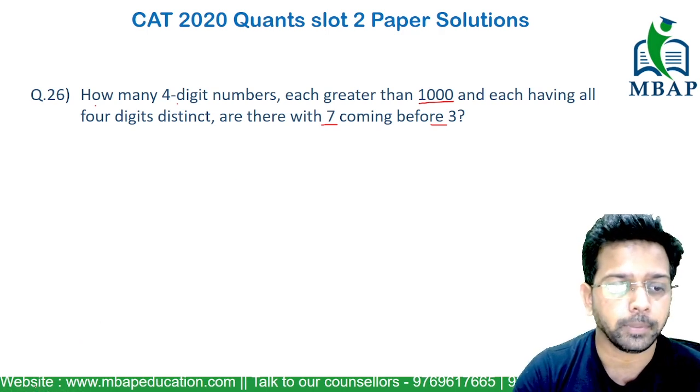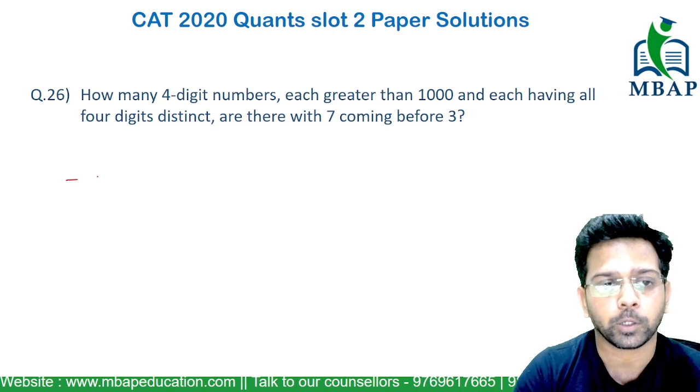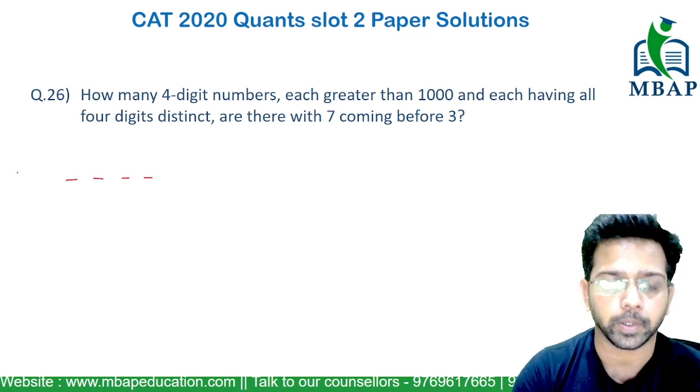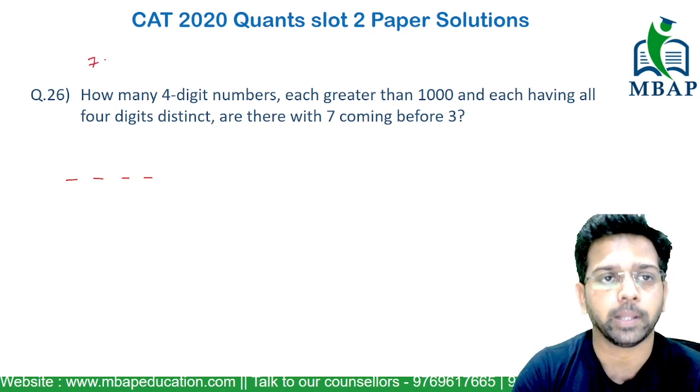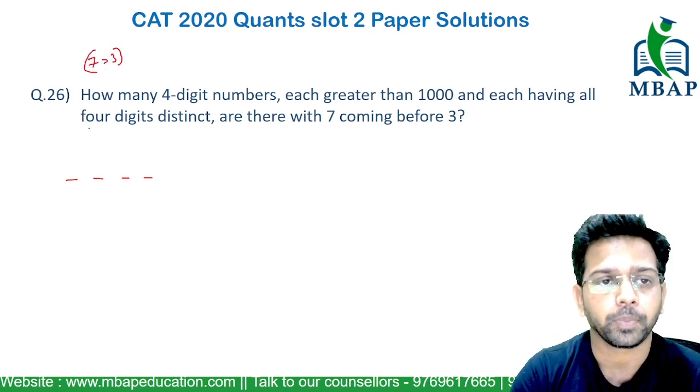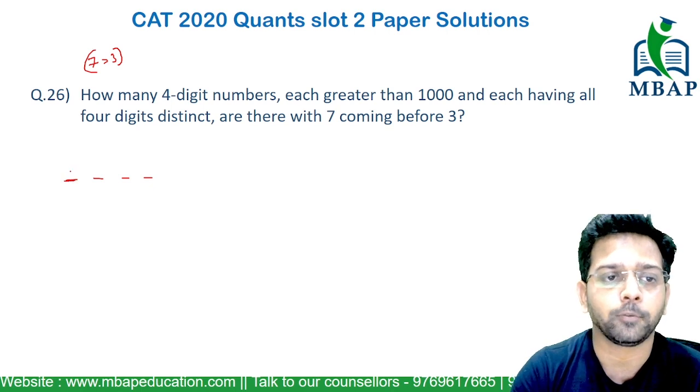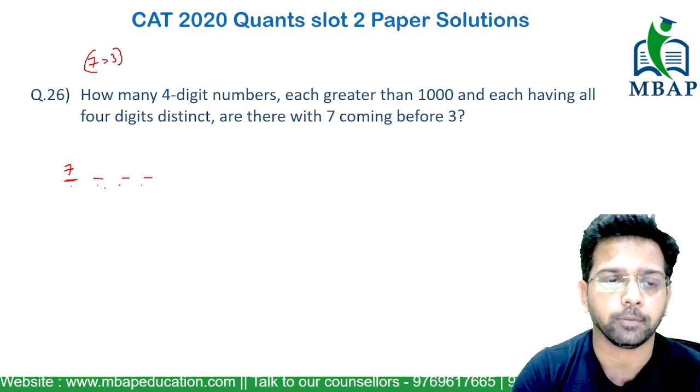So the 4-digit number has to have 7 and 3 in two places. We are talking about all those cases where 7, in terms of place value, has to be before 3. Now 7 has to be before 3. Let's start with the cases where 7 is on position number 1. Let's say these are position numbers 1, 2, 3 and 4.